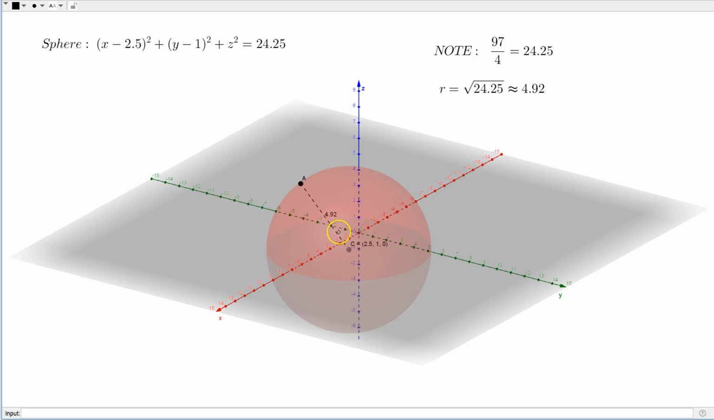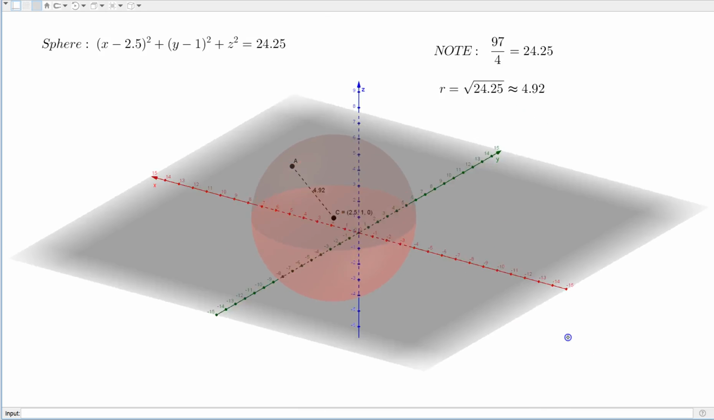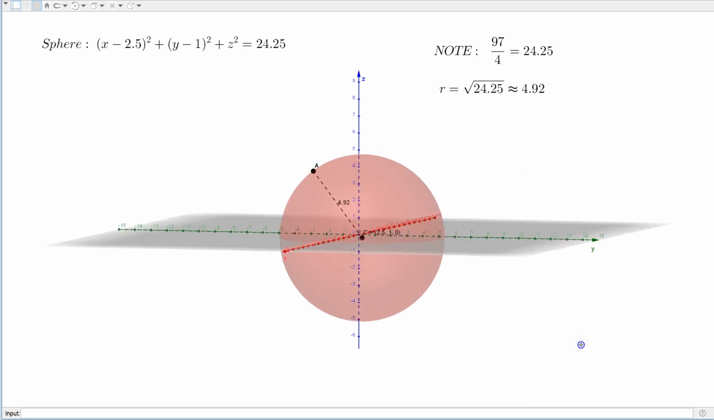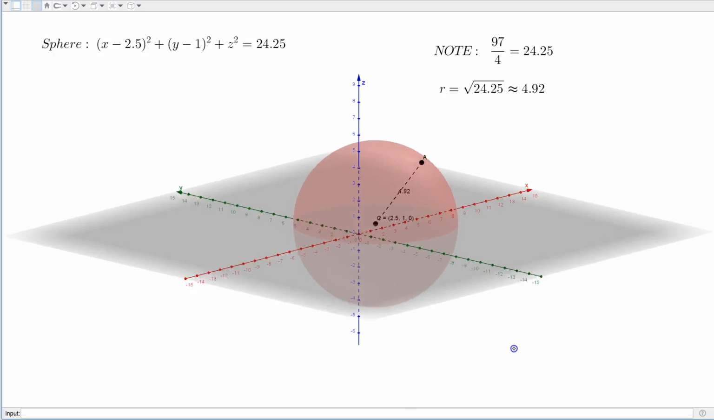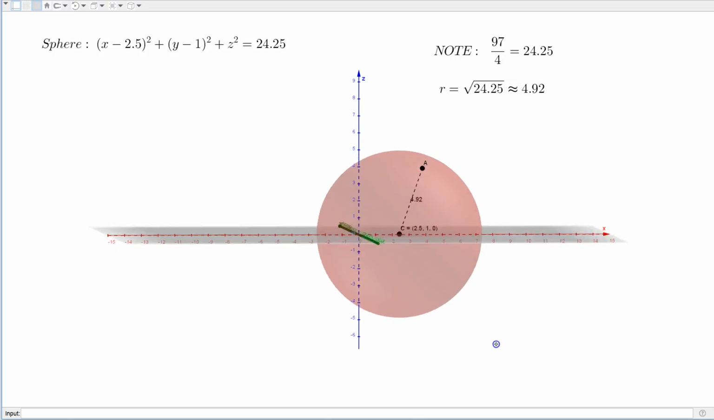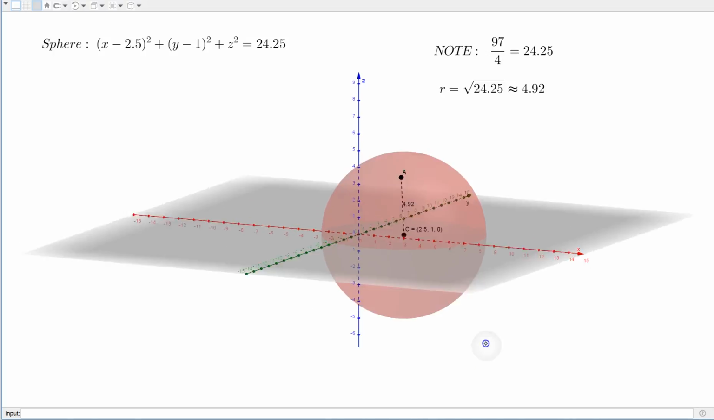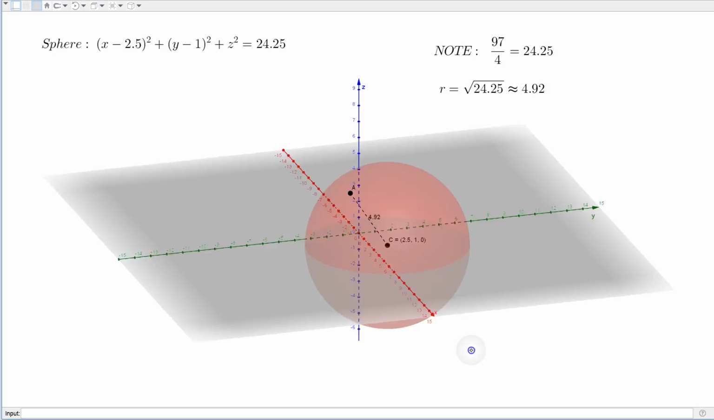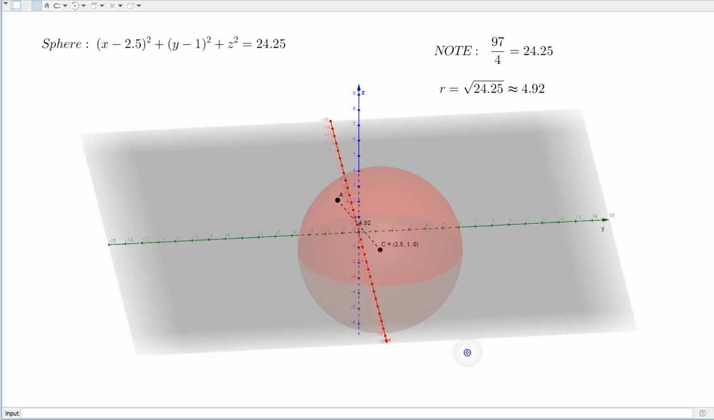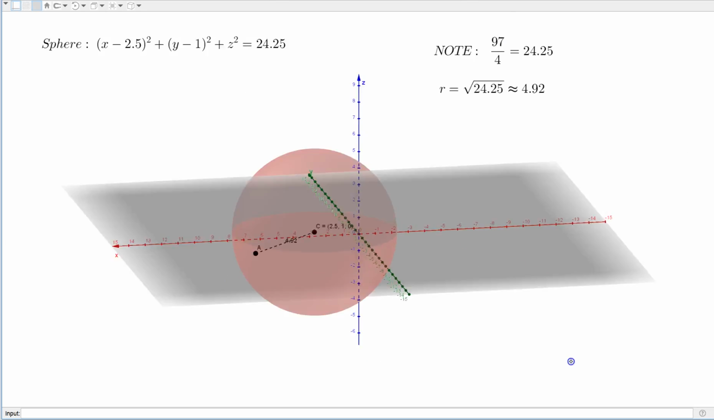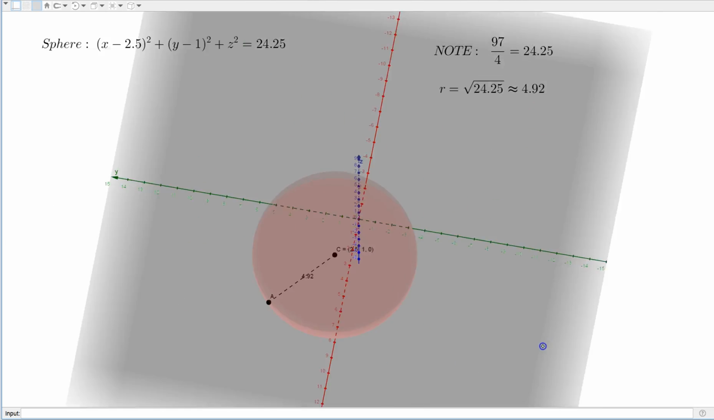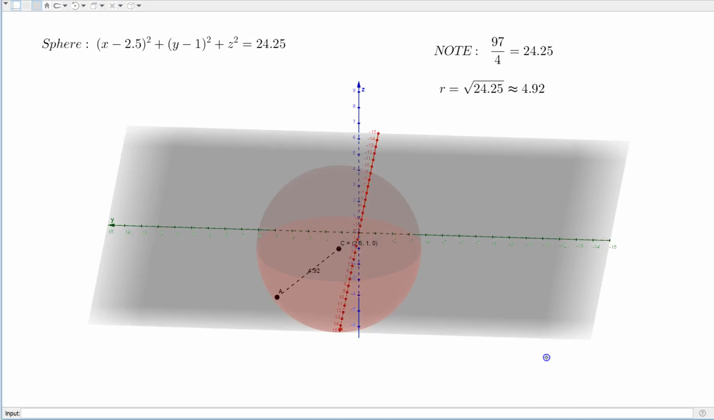And so you see our sphere here in red. So it dips above and below the xy plane, and then we've got our radius of 4.92. I've got just a generic point plotted on the edge of that sphere. So if we move that point anywhere, notice the radius doesn't change, still 4.92. So there's our sphere in 3 dimensions.